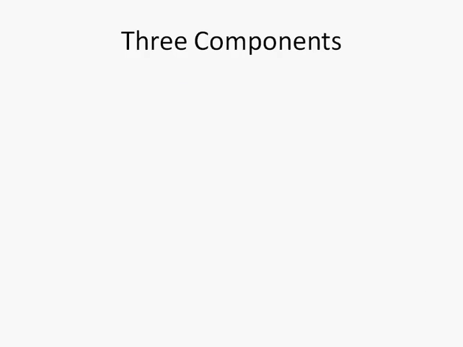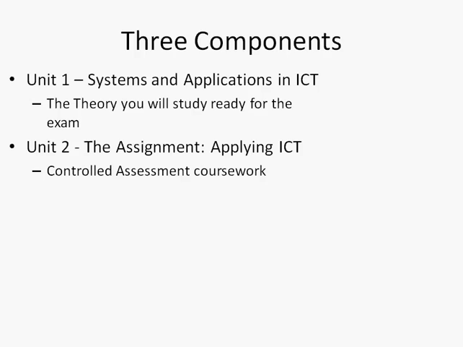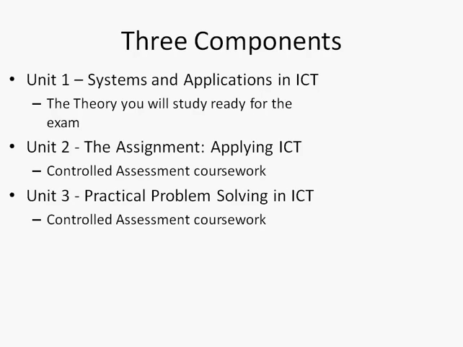In GCSE ICT there are three main components that make up the qualification. There's Unit 1, which is called Systems and Applications in ICT, and this is all the theory that you'll need ready for your final exam. Unit 2 is called the Assignment, Applying ICT, and this is Controlled Assessment coursework. And as is Unit 3, Practical Problem Solving in ICT.